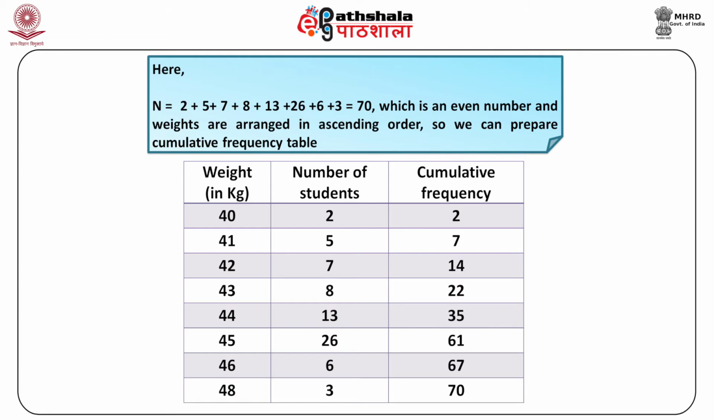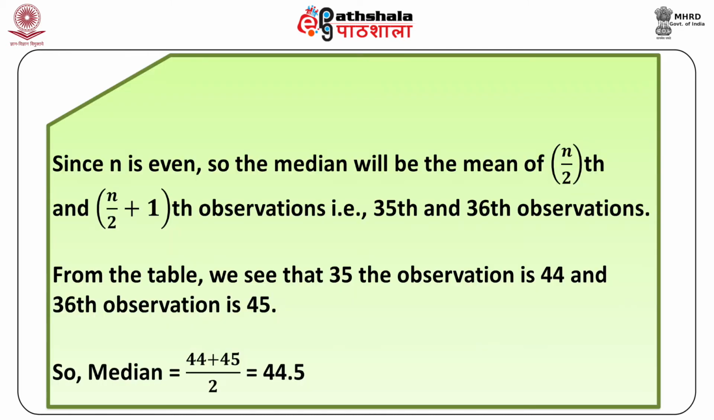In the first column, we have weights in kilogram in ascending order. In the second column, we have number of students corresponding to respective weights. And in the third column, we have cumulative frequency. Since n is even, so the median will have a mean of n by 2th and n by 2 plus 1th observations, that is 35th and 36th observations.